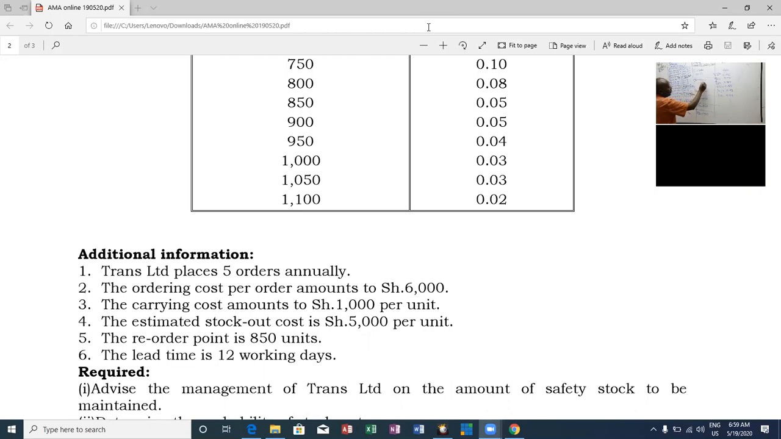We have here 50,000. Then we have here what? 100,000. Then 150,000. 200,000. And then lastly, we have 250,000. So the last thing that you need to do is to add the two costs to give us the total inventory cost.